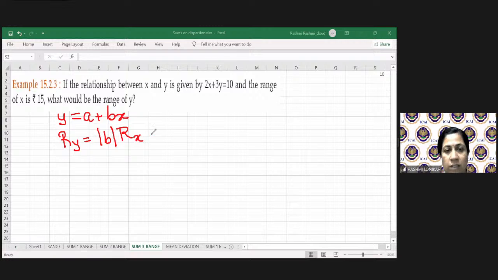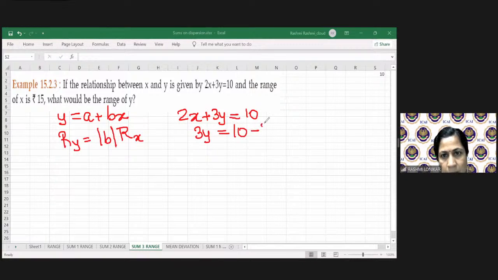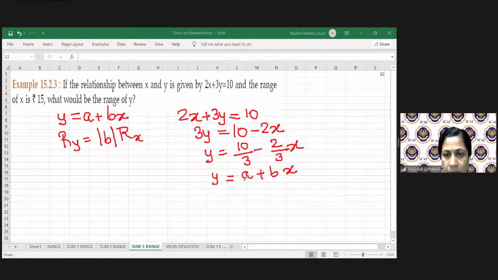Okay, this has been given to you. Now, what is the given equation? 2x plus 3y is equal to 10. You have to change this into this format. So, what I will do, I will keep 3y here. 3y will be equal to 10 minus 2x. What will be y? Y will be equal to 10 upon 3 minus 2 upon 3 into x. This is of the form y is equal to a plus bx. So from here, I can find out how much is b. b is equal to minus 2 by 3.